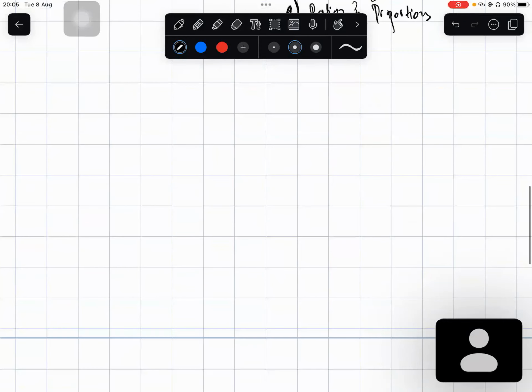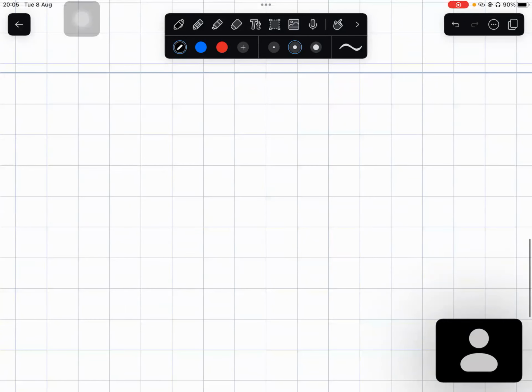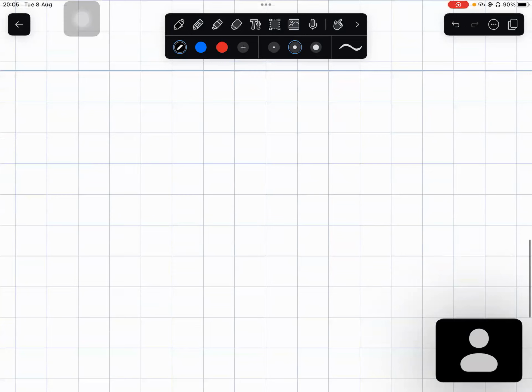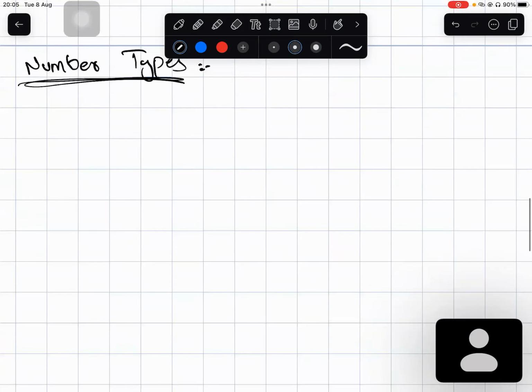So let's talk about number types first. There are various number types. We'll try to get to those which are some of the most common. So natural numbers.